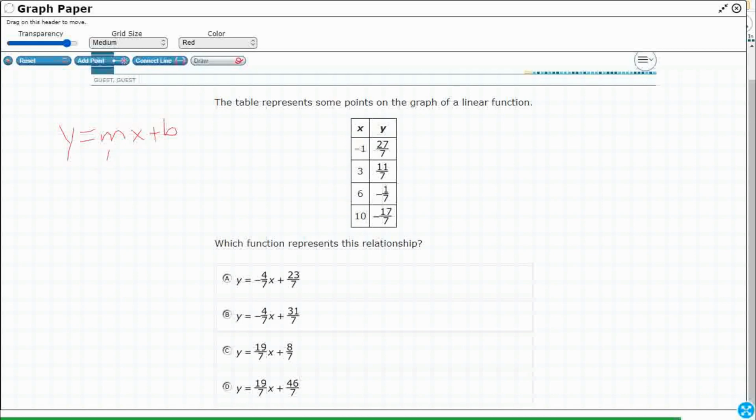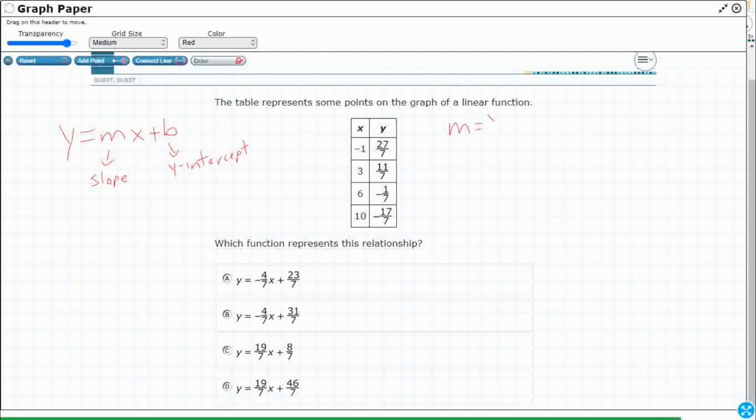So we're going to find the slope. That's the m. And then we're also going to calculate to find the y-intercept. That is where the graph, if we were to graph this, would cross the y-axis, and that's represented by b. So first, let's find slope.